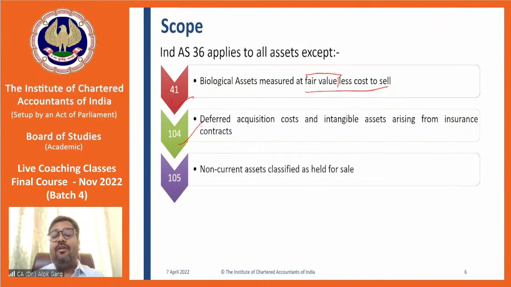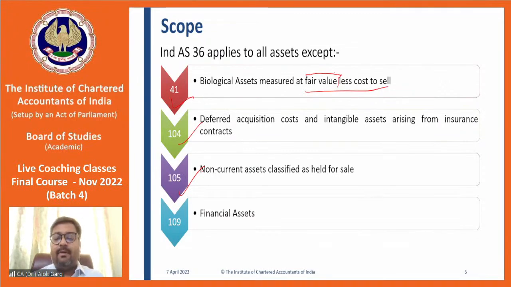Non-current assets classified as held for sale. If there is a non-current asset, for example, a building, and the building is classified as held for sale, it has to be measured at carrying value or fair value less cost to sell, whichever is lower. So when it is getting measured at carrying value or fair value less cost to sell, whichever is lower, of course there will be an impairment, but on that kind of impairment, Ind AS 105 is applicable, Ind AS 36 is not applicable, right? On financial assets, Ind AS 109 is applicable, for example, investments, for example, mutual funds.